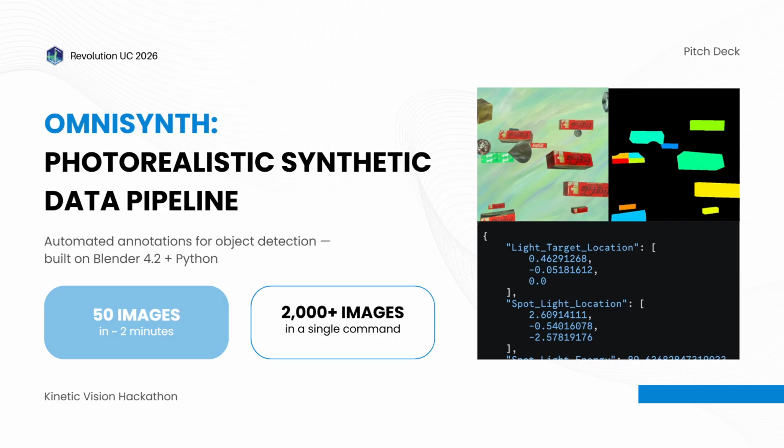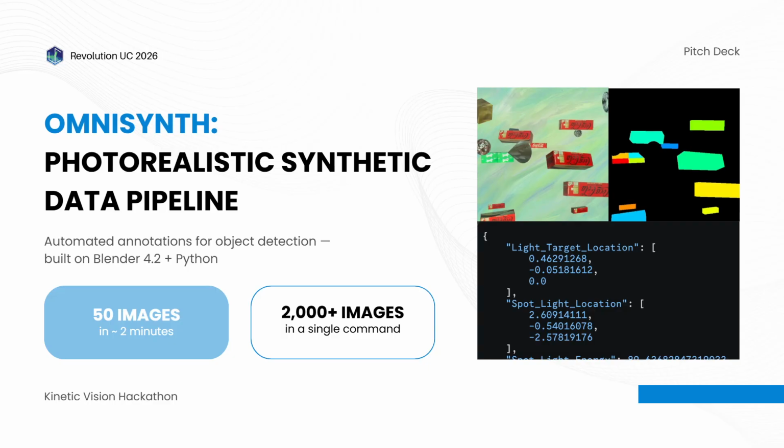Today I will introduce you to OmniSynth. It is a photorealistic synthetic data pipeline. It has automated annotations for object detection. It is built completely on Blender 4.2 and Python. It's capable of generating 50 images in under 2 minutes. It is capable of generating over 2,000 images in a single line of command.